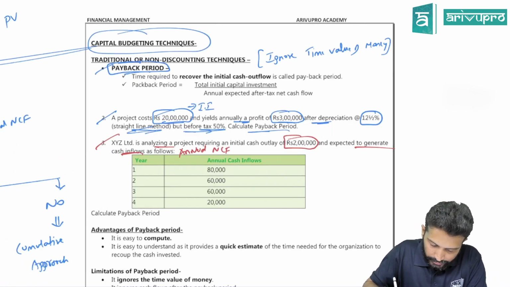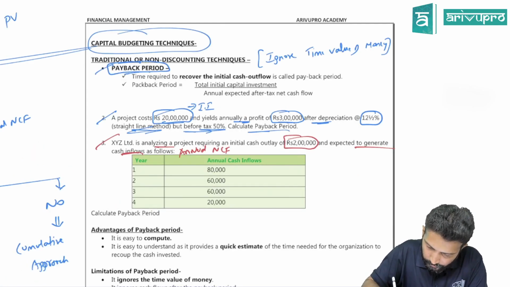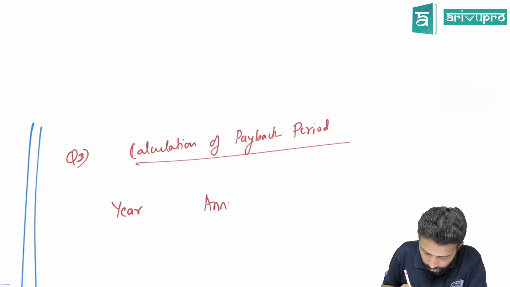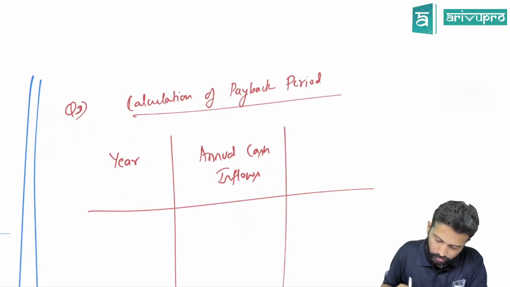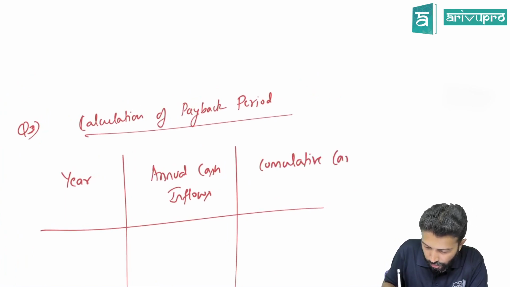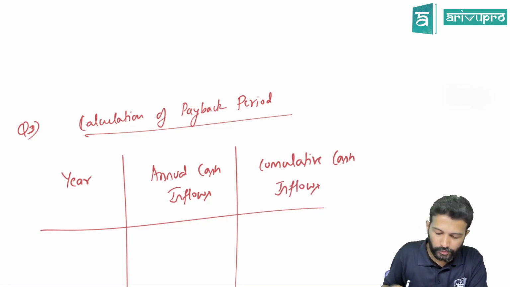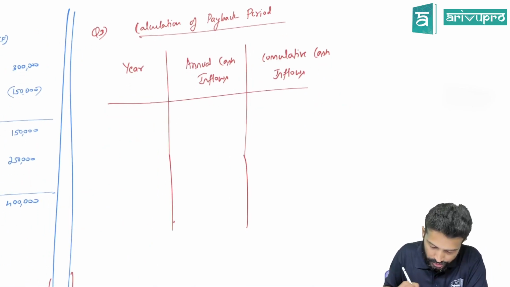So first copy the data that they have given. Year they have given, and then they have given annual cash inflows. And then you need to have cumulative cash inflows. These are the three columns necessary. The first two columns' data you will directly copy from the question itself.